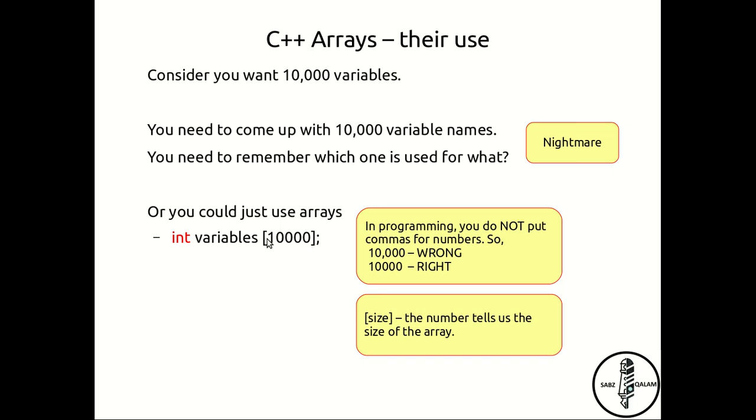We use square brackets to tell you the size of the array, and hence the 10,000 is here. And a word of caution: in programming, you do not put commas in numbers. I've put 10,000 here with a comma because this is an English sentence, and in English and in mathematics, it really helps. But when you're putting this in programs, you don't put commas. 10,000 without the commas is the right way of doing it. If you put a comma, it will give you an error.